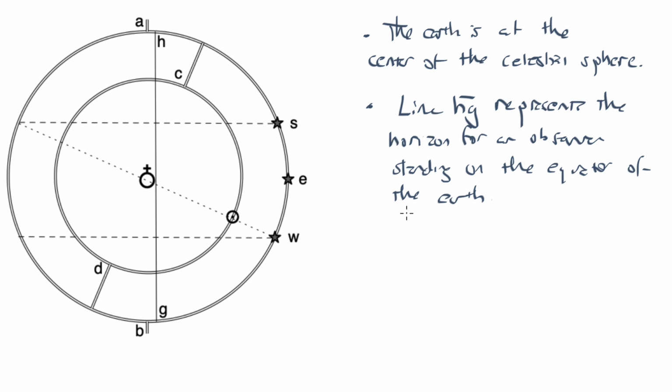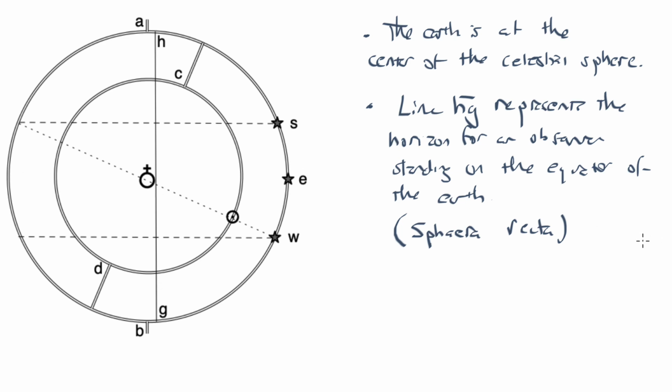This, by the way, is what Ptolemy refers to as sphera recta. Oops, I spelled that wrong. Sphera recta. That means a right angle sphere. That is, the horizon is straight up and down. It's at a right angle to the equator of the celestial sphere.